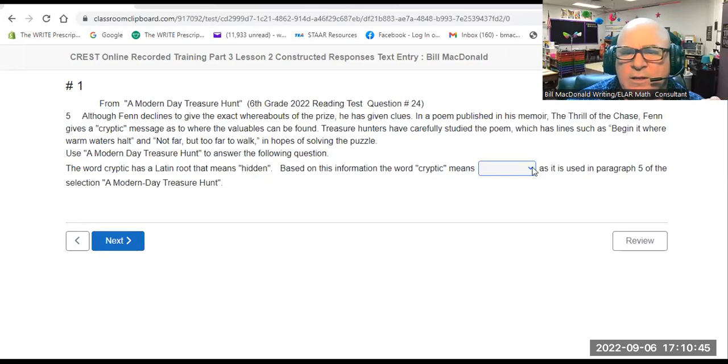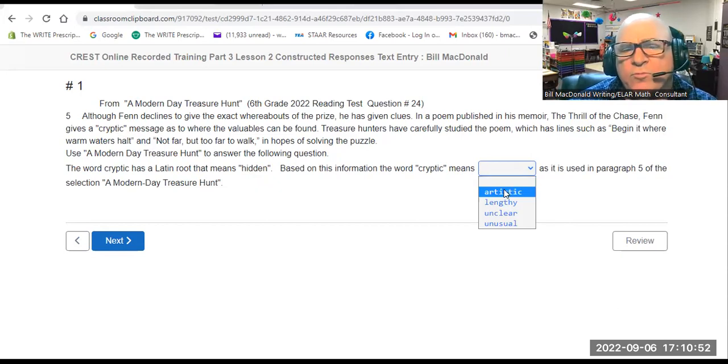So if we look at the answer choices, an artistic message. Artistic comes from the root word art. These were actually A, B, C, D on the test, so I wanted you to see what it looked like in a drop-down menu on a test. Based on the information, the word cryptic means lengthy, so a long message. Hidden and long are not synonyms of each other, so I don't think that would be the best choice.